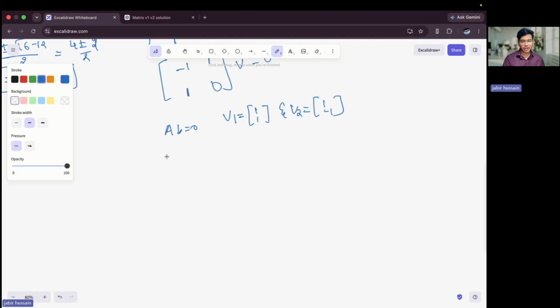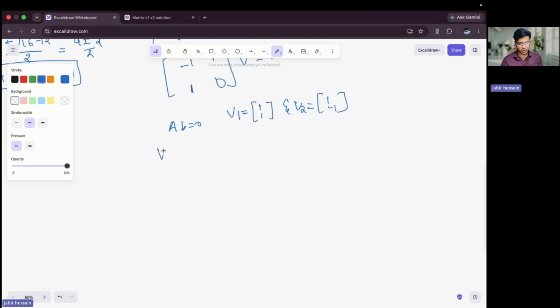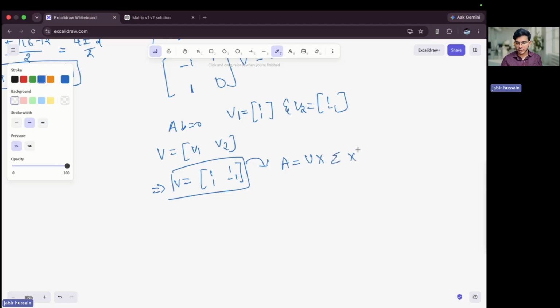This matrix V, you put in column 1, column 2, which is our matrix V is equal to 1 1 and 1 minus 1. So this is an important matrix because we got one piece from the given equation. The equation is A is equal to U cross sigma cross VT. So we got the VT piece from here.